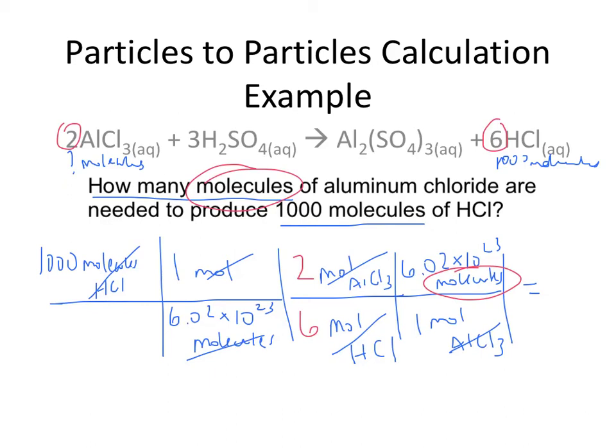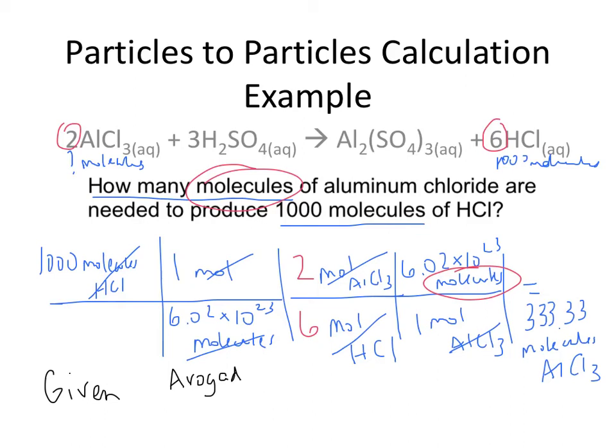When we finish the calculation, we find that 1,000 molecules of HCl can be produced from 333.33 molecules of AlCl3. We started this problem as we did with every other one with our given. Then we used Avogadro's number. Then we used our mole ratio to go from one substance to the next. And then we used Avogadro's number again to get back to particles.